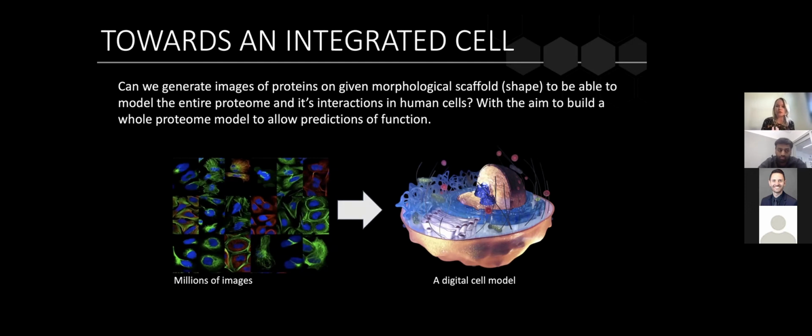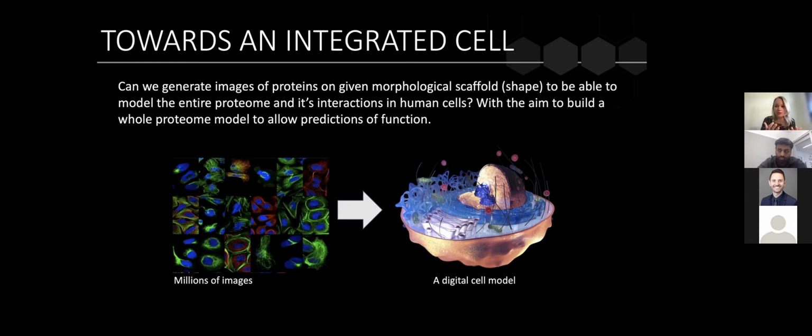So we can also start to explore proteome distribution in relation to shape. And the ultimate aim would be to build a whole proteome model that would allow perturbations of spatiotemporal distribution of proteins and prediction of function. But that's, of course, far down the line. But we were thinking, what's the power of our data? We only have single sections. We don't have any dynamic data, but we have a lot of images.